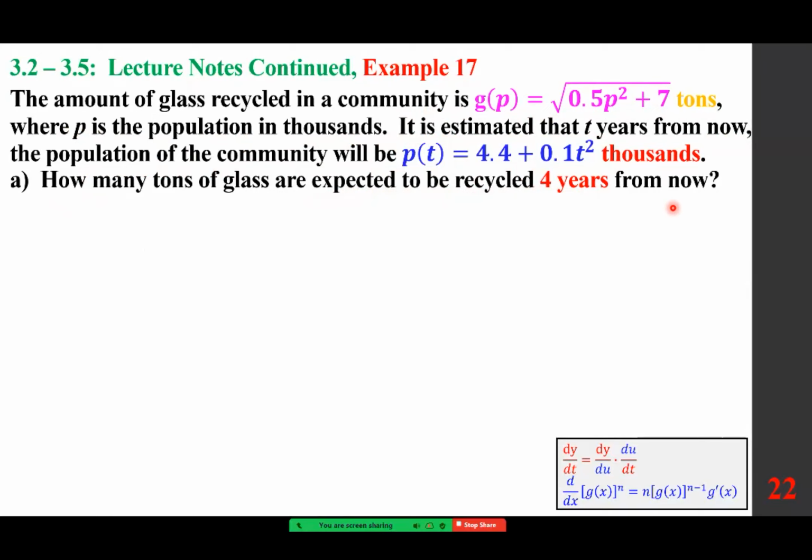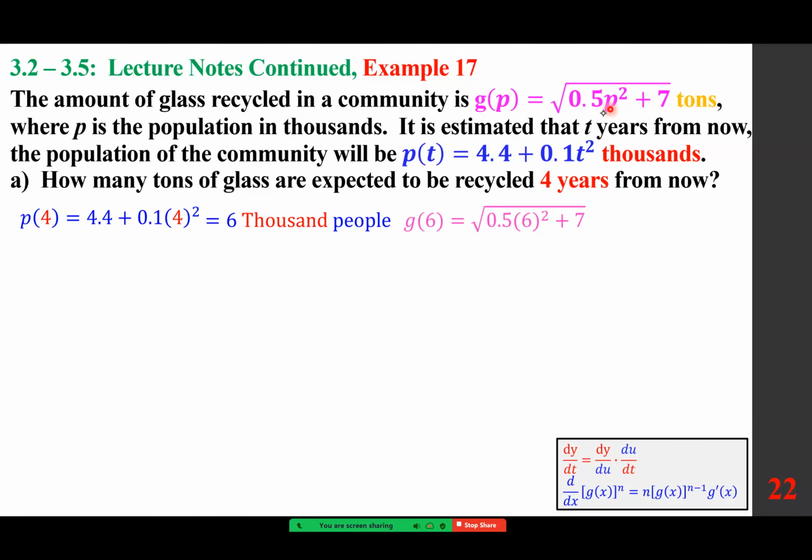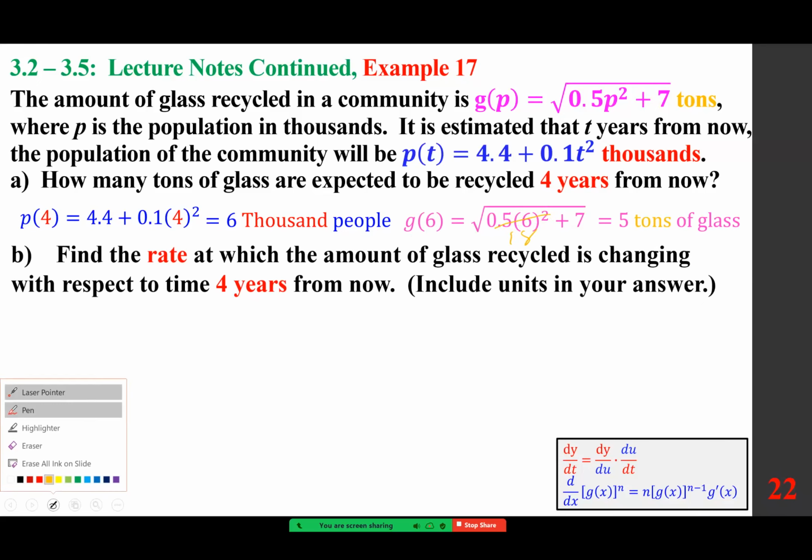Basically the same thing: you replace the T with 4, and that gives you the number of people, 6, and it's in thousands, so 6,000 people. Now you put that into this function. Again, we have done this in class. This is 36. Half of it is 18, plus 7 is 25. The square root of that is 5. 5 tons of glass. So the first part is elementary algebra.